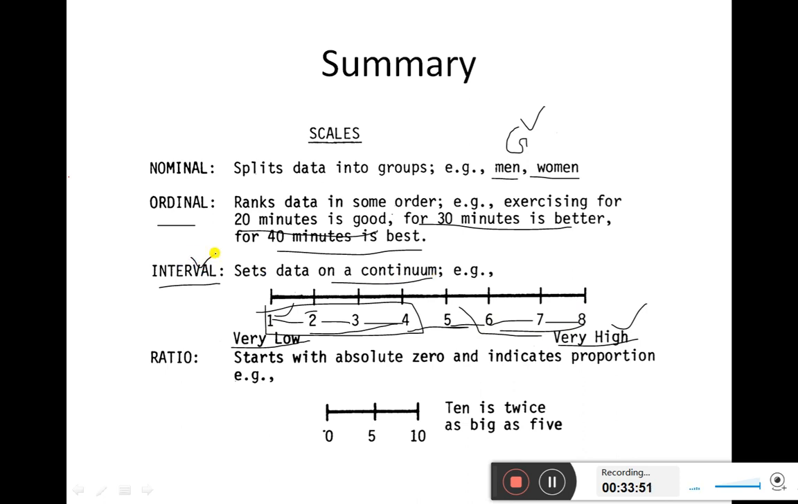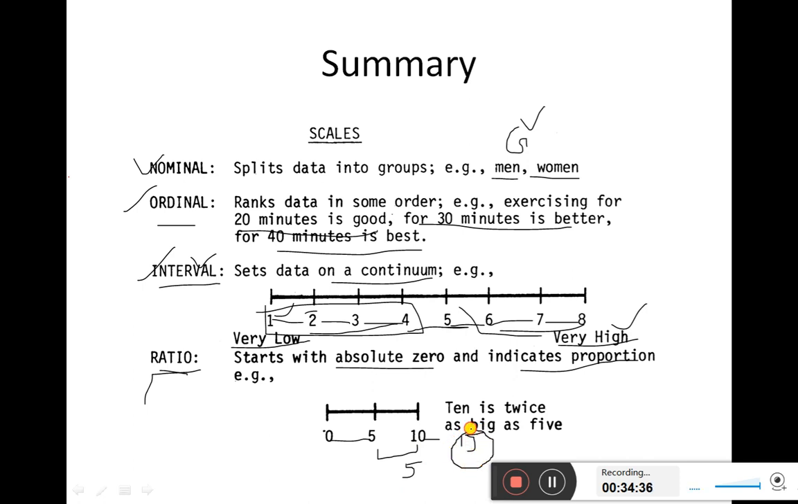This scale is known as your interval scale. Now the ratio scale, as I told you, contains all the qualities of nominal, ordinal and interval, with, for example, an absolute zero, meaning zero will be a meaningful zero. It starts with the absolute zero and it indicates proportion. For example, 0, 5, 10. Here the interval is equal. Why? Because between 0 and 5 there is an interval of 5, and between 5 and 10 again an interval of 5. The next will be 15.